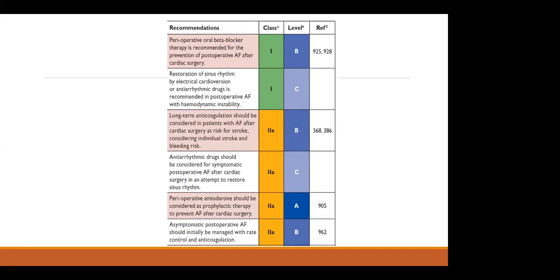You can restore sinus rhythm either by electrical or pharmacological cardioversion. Long-term anticoagulation should be considered in those patients who are at risk of stroke, considering definitely the risk of stroke and the risk of bleeding. There is a class 2A recommendation even to give perioperative amiodarone as prophylactic therapy, but in current practice you give only beta blocker, and if the patient develops atrial fibrillation, you can manage it either by electrical cardioversion or pharmacological cardioversion. Thank you.